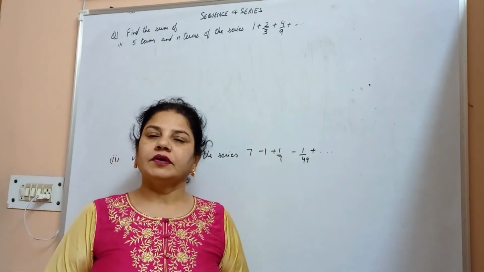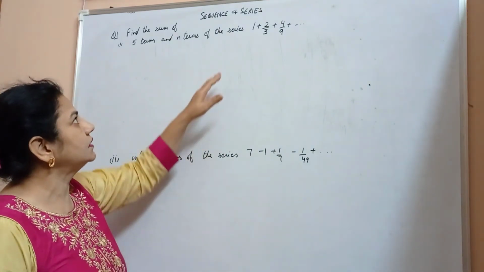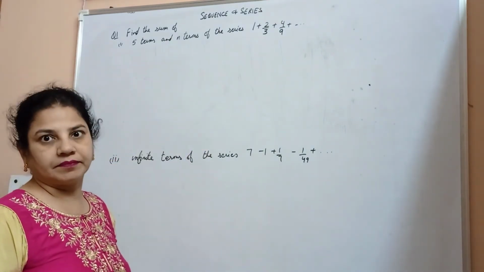Find the sum of 5 terms and n terms of the series 1 plus 2 by 3 plus 4 by 9.